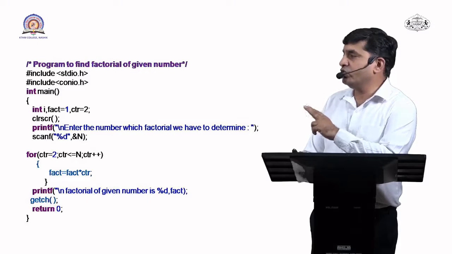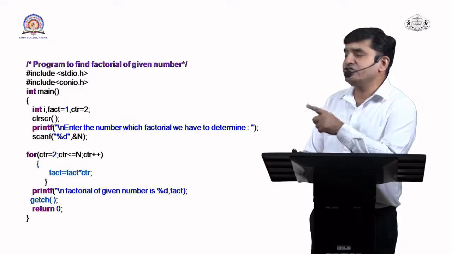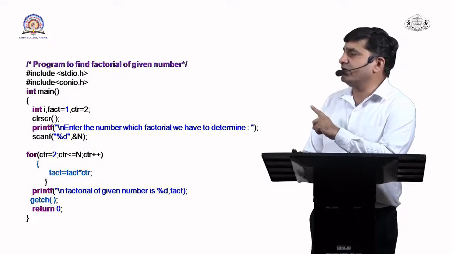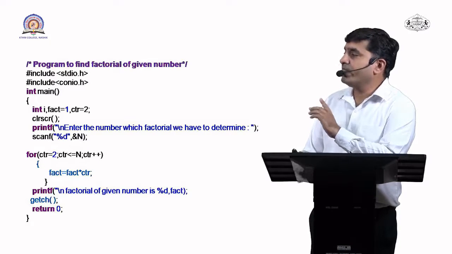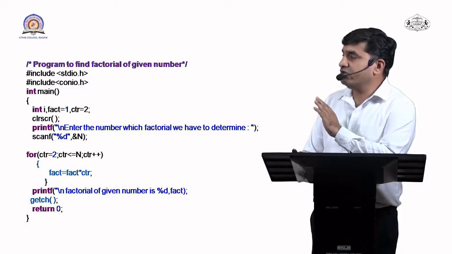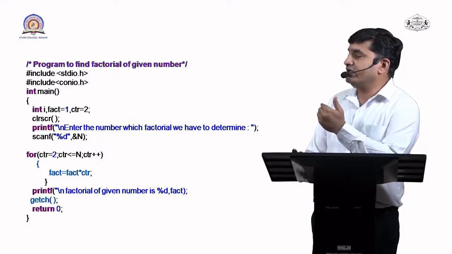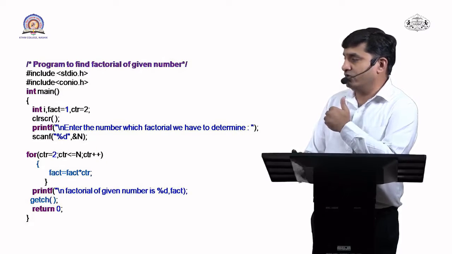That is 2 into 3. So we get the factorial. Again check the condition: is counter less than or equal to n? If yes, again increment counter by 1. But when counter becomes greater than n, then the execution of the program goes out of the loop.